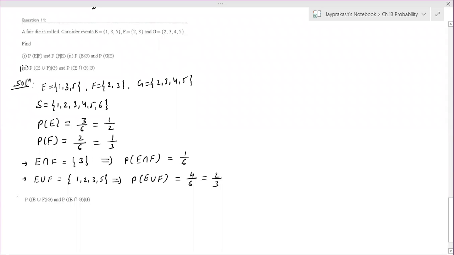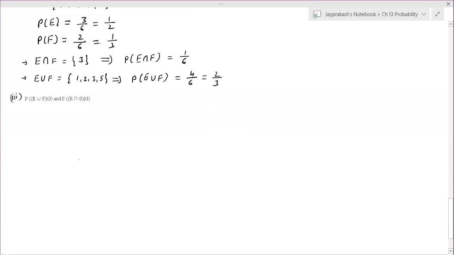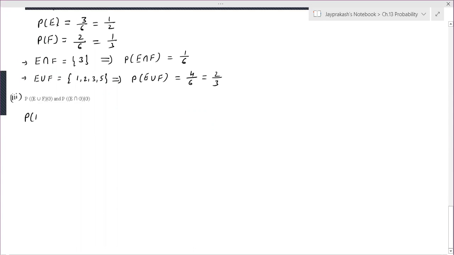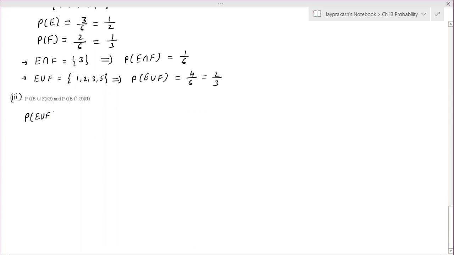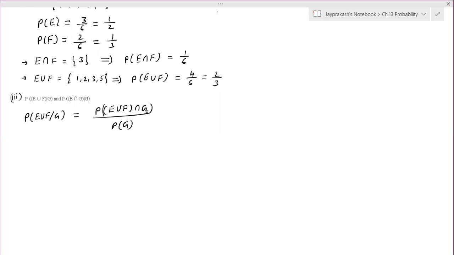Question number 1 and 2 in question 11, you can solve using the above equation. That means we have already used it in question number 3, 5. Here I am going to solve question number 3. In question number 3, first we need to find the formula for P of E union F given G. So P of E union F intersection with G, upon P of G.